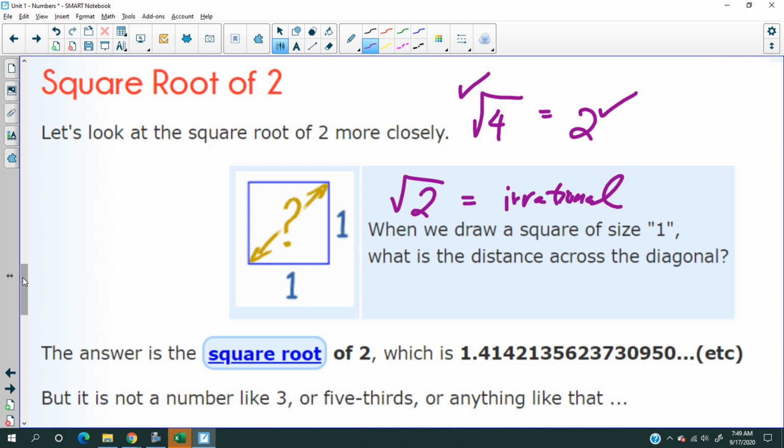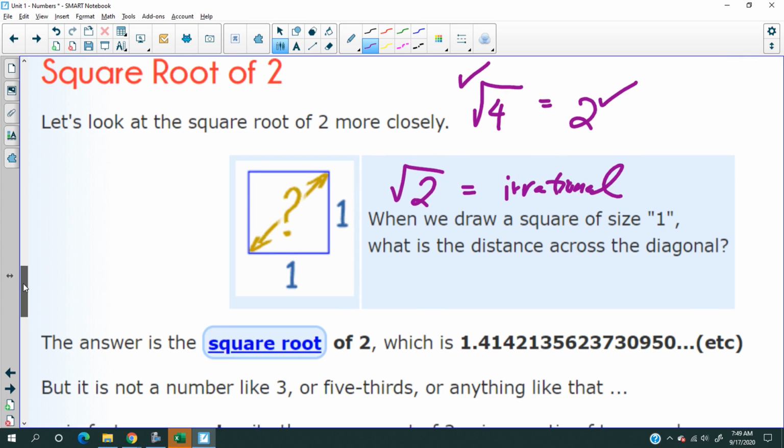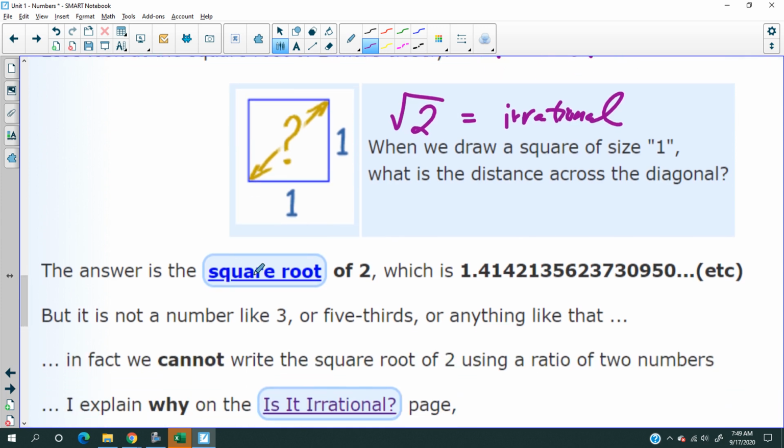Now, how will you know? Some of you might say, well, Mr. Ring, how am I supposed to know square root of 2 is irrational? I would say this: put the square root of 2 in a calculator. If you don't have a scientific calculator at home, you can take your iPhone, go to the calculator function, and turn it horizontally.